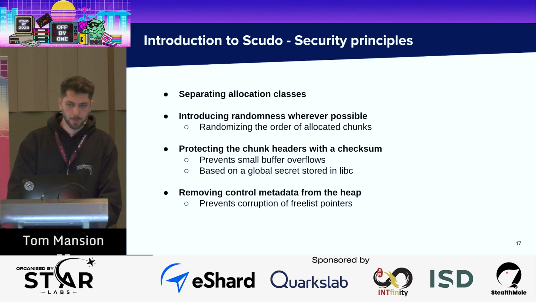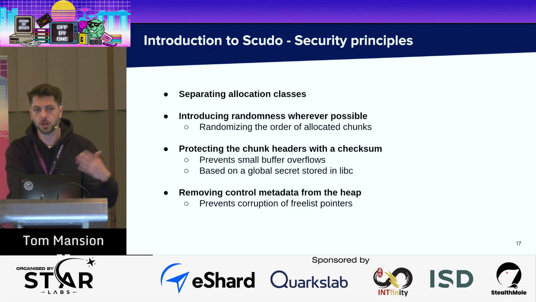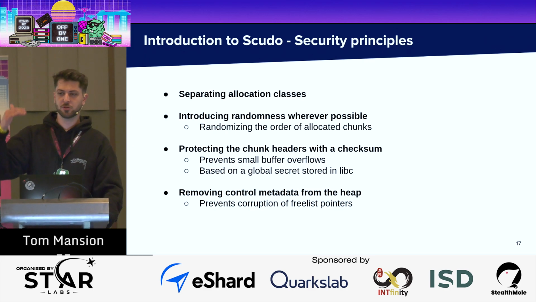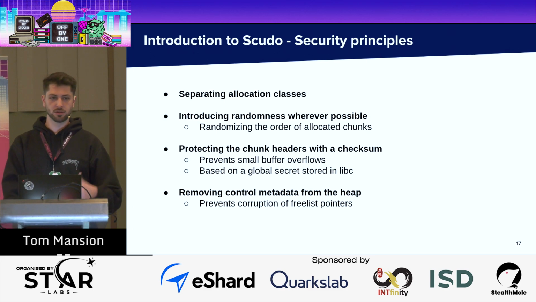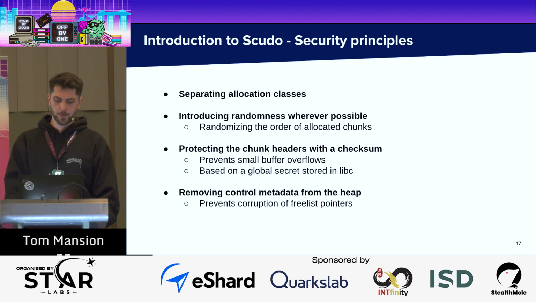So Scudo randomizes the order of the allocations. Unlike in libc, when you allocate two chunks one after the other, they're not going to be adjacent in memory, right? And this is also to prevent heap massaging or heap feng shui. And it makes it harder to guess what we're overflowing into in the case of a buffer overflow, for example.